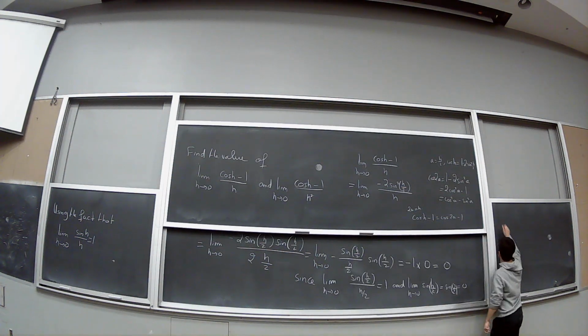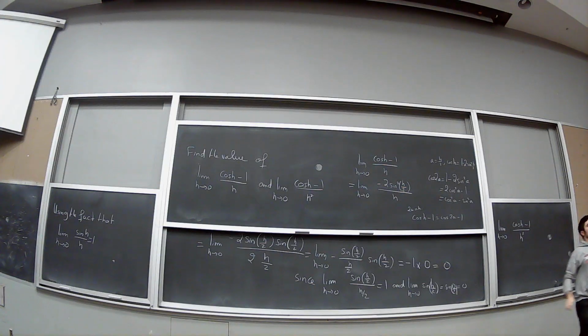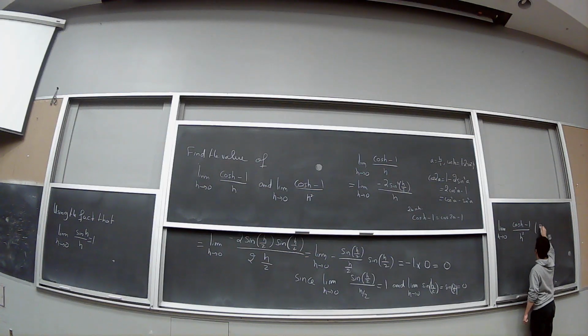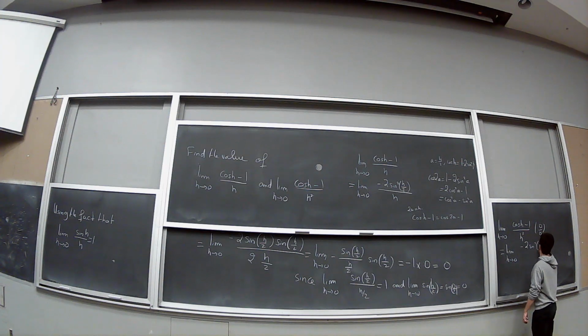Now we have one more. Limit as h approaches 0 of cos h minus 1 over h squared, sorry. I try to plug in first of all. What do I get? I get a 0 over 0 indeterminate form. Let us do the same trick there. So cos h minus 1 over h squared, what is that? This is minus 2 sine squared h over 2, over h squared.